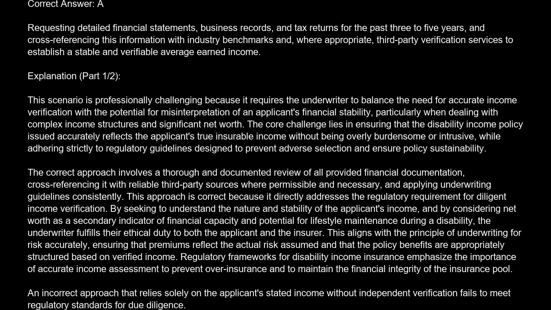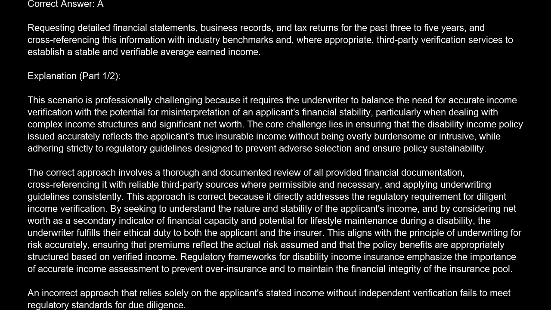The correct answer is A. Requesting detailed financial statements, business records, and tax returns for the past 3 to 5 years, and cross-referencing this information with industry benchmarks and, where appropriate, third-party verification services to establish a stable and verifiable average earned income.